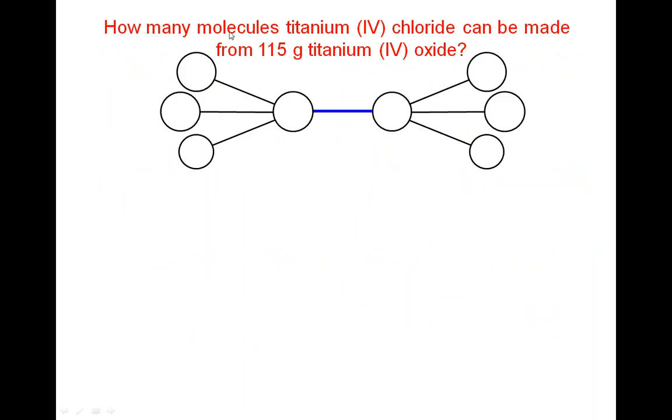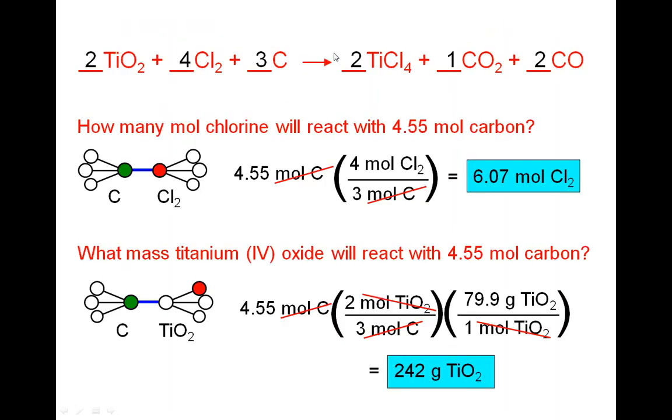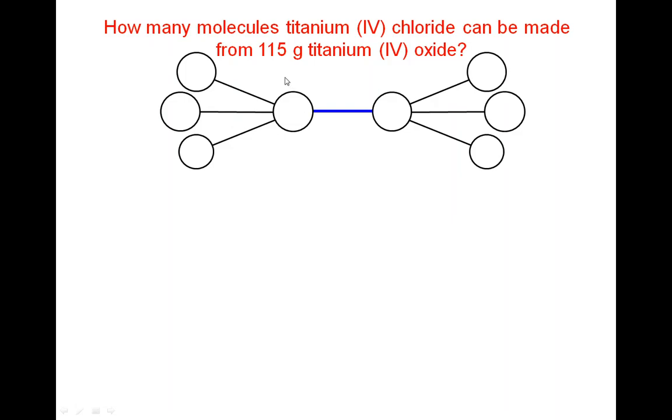Let's carry on. So let's look at a different one. How many molecules of titanium 4 chloride can be made from 115 grams of titanium 4 oxide? Now, if you notice, we just did titanium oxide, so we already know the grams of titanium oxide. So we're going to start off with 115 grams, just like normal.